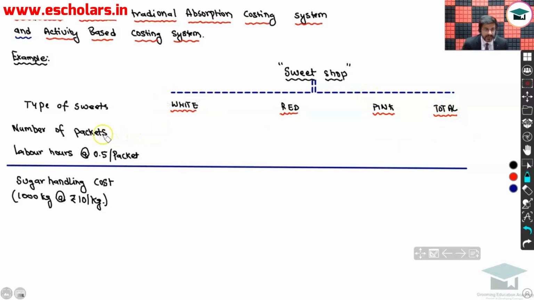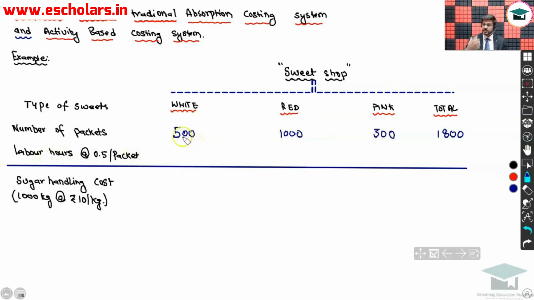Now after this we have the number of packets. That means how many packets we are manufacturing for each type of sweet. Let me write down the numbers. For white, the number of packets we are preparing is 500. For red it is 1000 packets. For pink it is 300 packets. So how many total packets of sweets are we preparing? Sir, 1800. 500 plus 1000 plus 300.